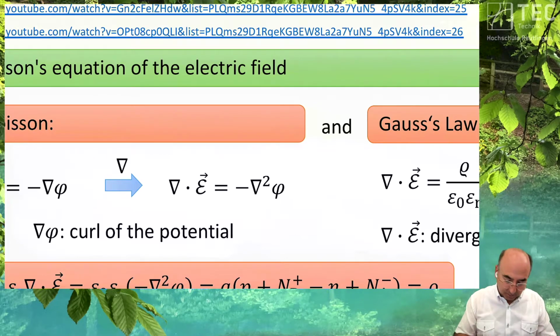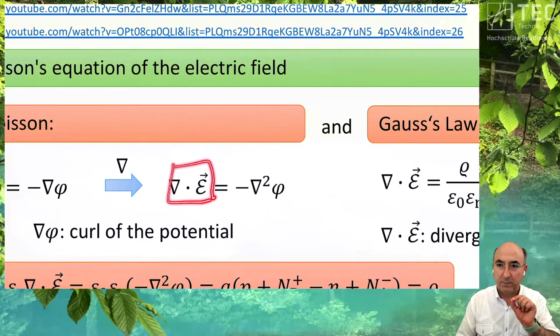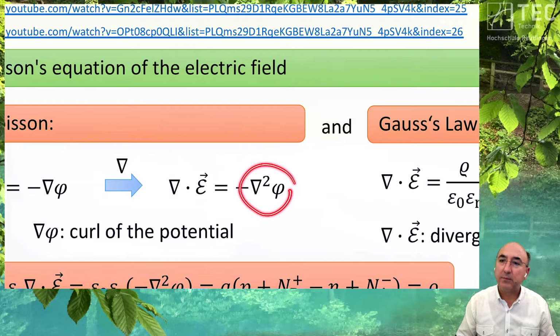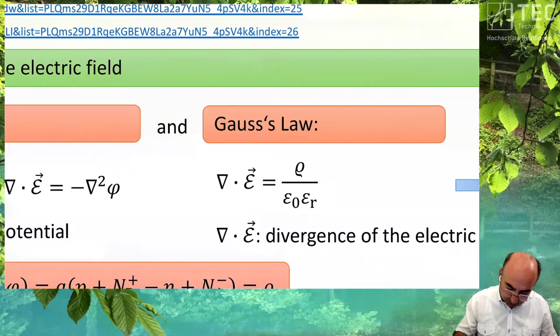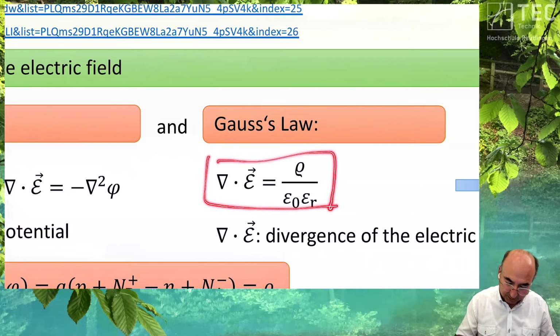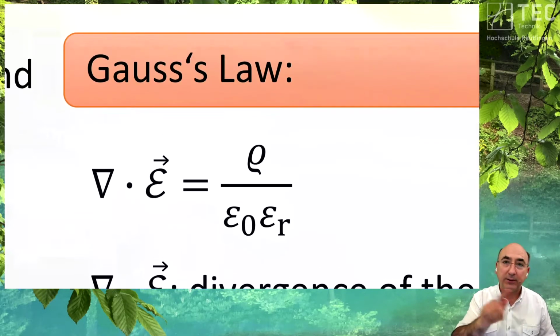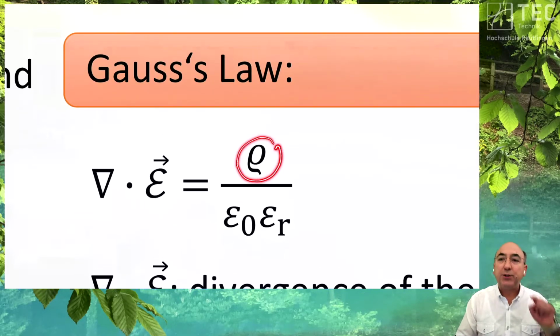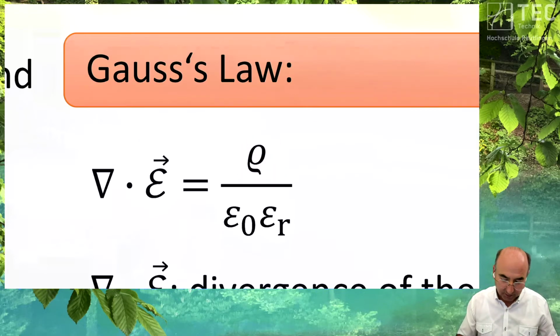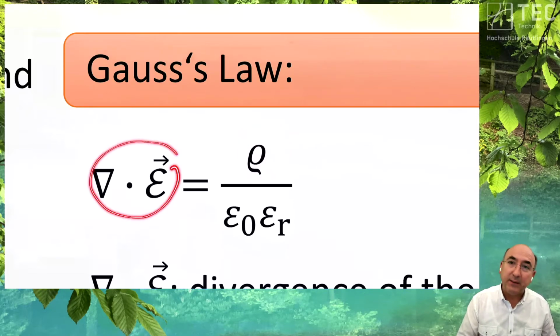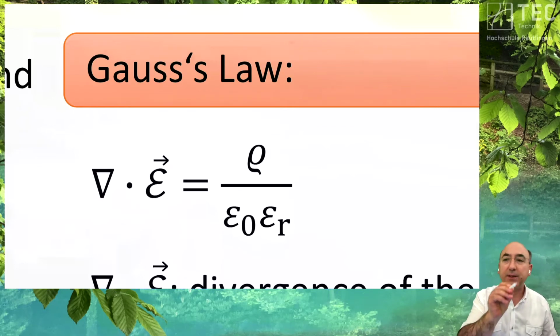That means, now it gets interesting. If the electrical field changes as a function of the location, then the potential changes quadratically, to the power of 2. Okay, and together with the Gauss law, what does the Gauss law say? The Gauss law says you have charges in the space. If you have charges in the space, then the electrical field changes as a function of the location.